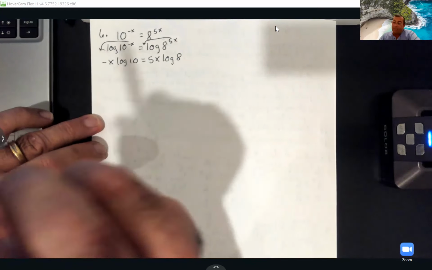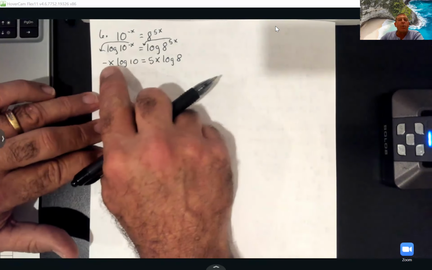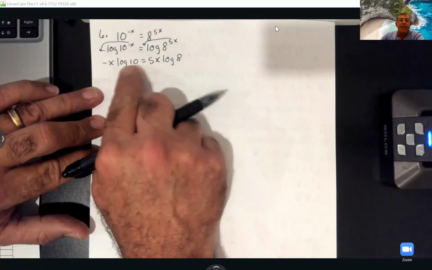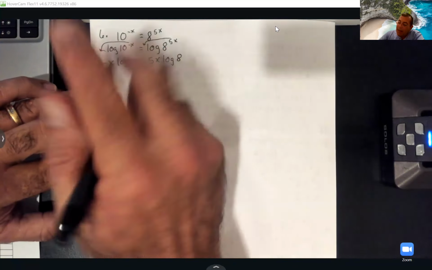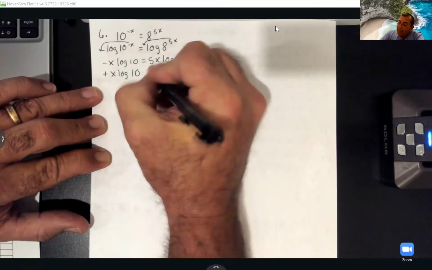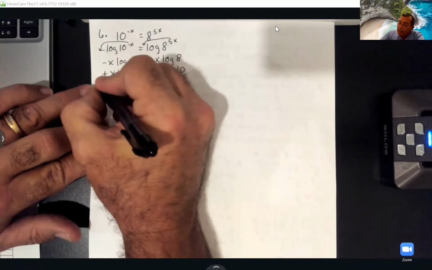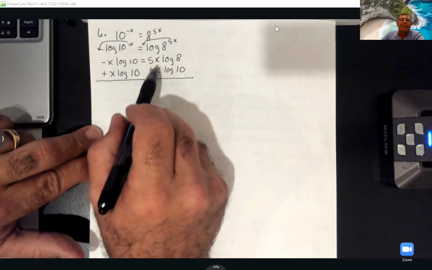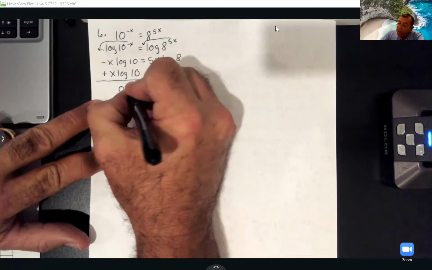So now we got x's on both sides. We need to get these x's on the same side so we can start solving this. So the next step, I'm going to move one of these. Since this one is negative, I'm just going to add a positive x log 10 to both sides. You got to get these x's on the same side. So this side cancels out, giving me a 0.